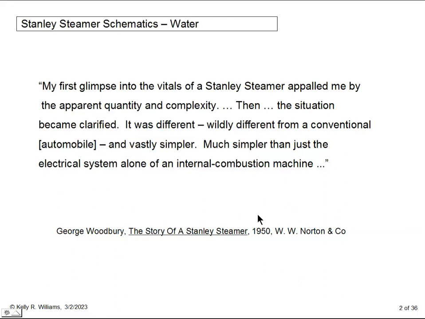It was different, wildly different from a conventional automobile, and vastly simpler, much simpler than just the electrical system alone of an internal combustion machine." And compared to today's electronically controlled engines, this difference is even more dramatic. The Stanley is basically a collection of fluid systems. The word fluid in this case includes vapors and gases, and it has very few moving parts.